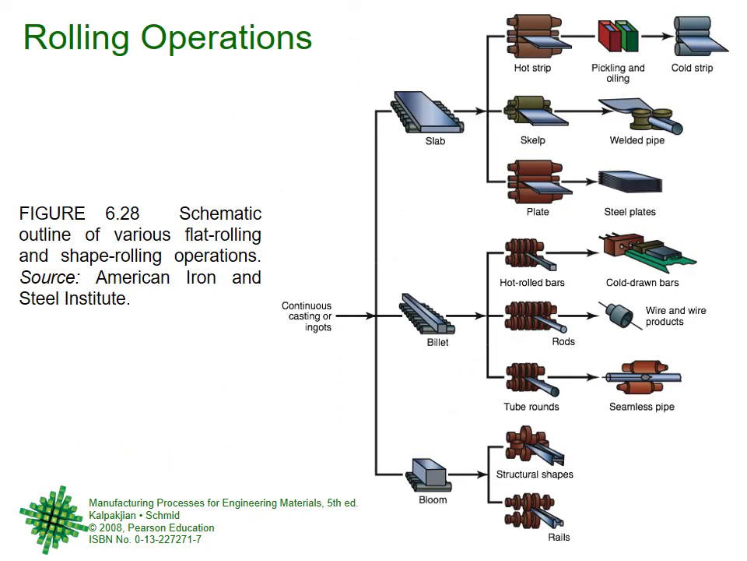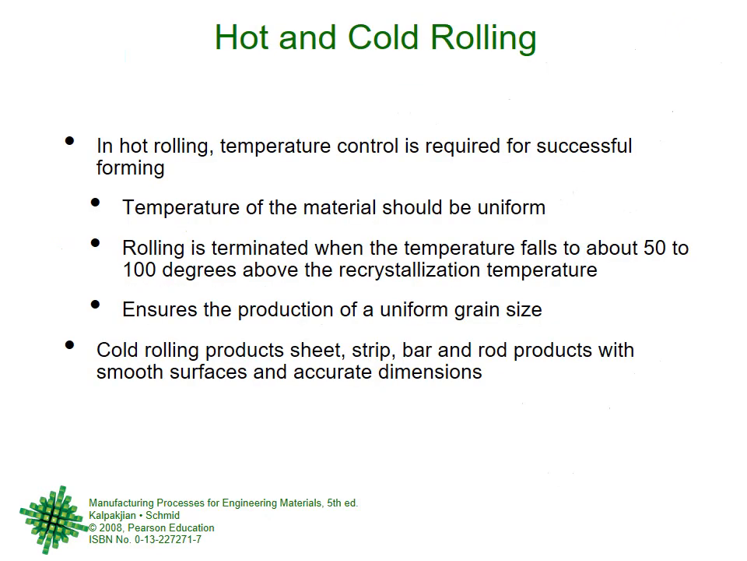Here we are showing you the same thing again, right? I am doing it from different books and different places. Slabs, billets, blooms, hot strip, pickling, cold strip, welded pipe, scalp plate, steel plates, hot rolled bars, cold drawn bars, rods, wire and wire products, tubes and rounds, seamless pipe, structural shapes, right? I-beam, W-beam, H-beam, C-shape, rails, and so on. So you have a very good idea by looking at just this one slide what the major operations in rolling are and what type of shapes they produce.